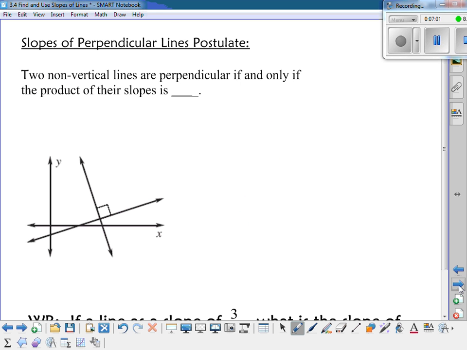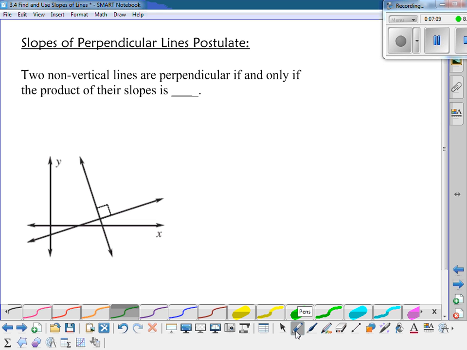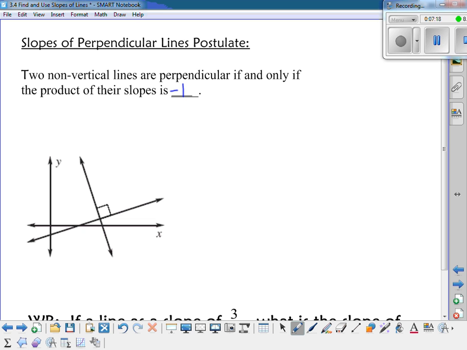If we have perpendicular lines, then the perpendicular lines postulate states that two non-vertical lines are perpendicular if and only if the product of their slopes is -1. So what that means is that the slopes are opposite reciprocals.